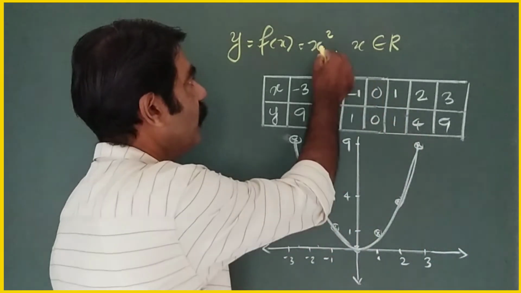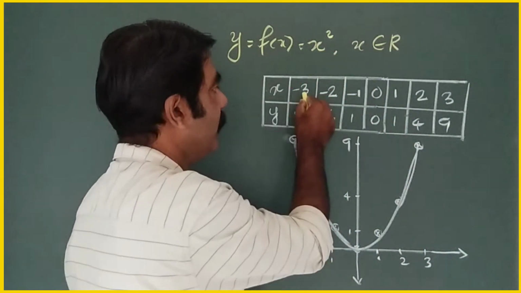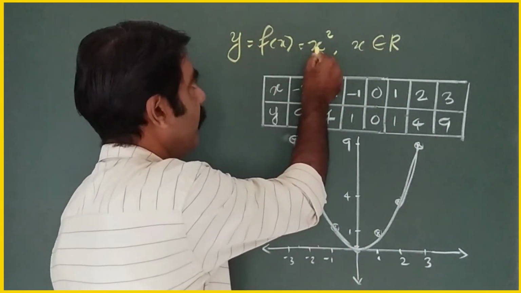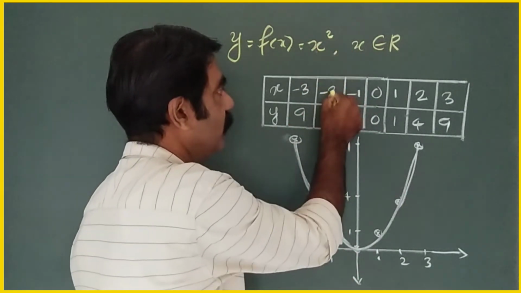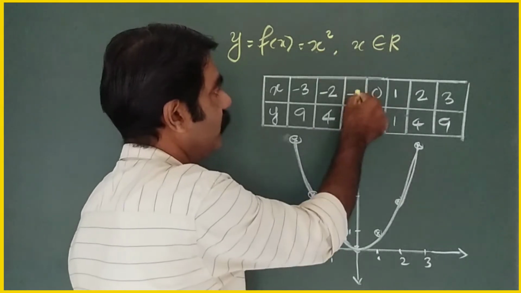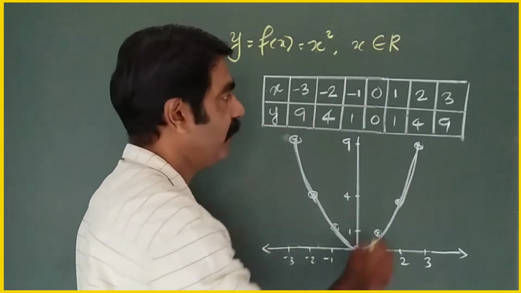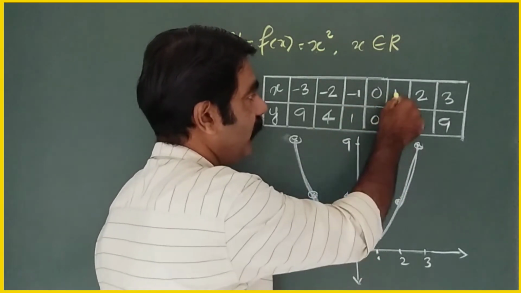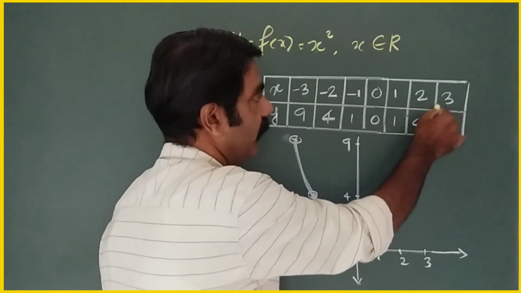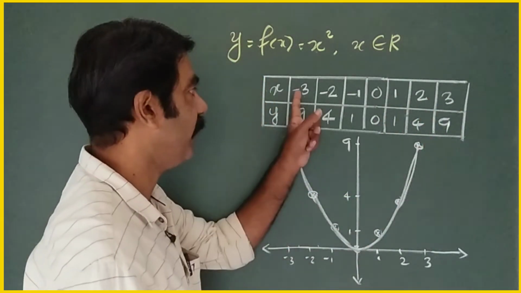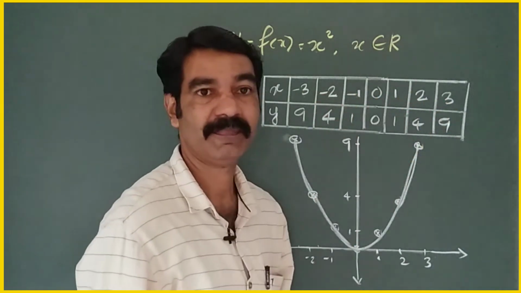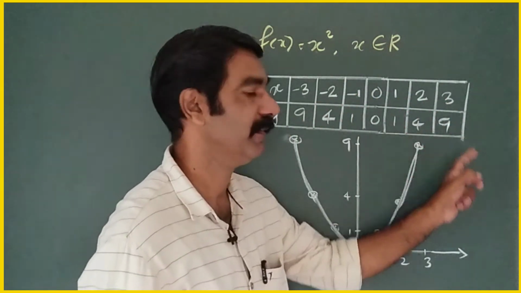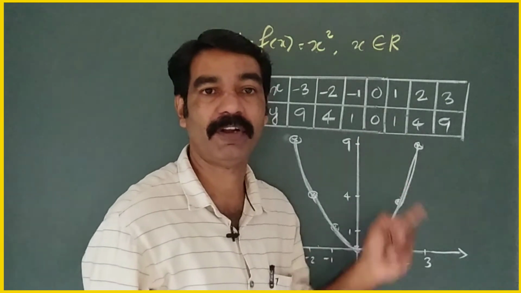See, when x is equal to minus 3, what is y? Minus 3 square becomes 9. When x is minus 2, square is 4. When x is minus 1, square is 1. When x is 0, the value of y is 0, then 1, again 1, 2, 4 and 3, 9. So we take some values: minus 3, minus 2, minus 1, 0, 1, 2, 3. So we get some values for y also.